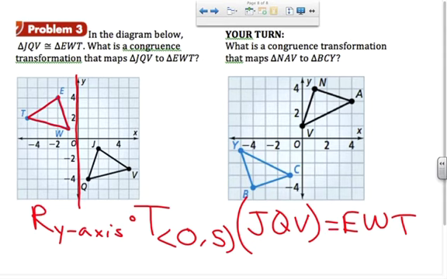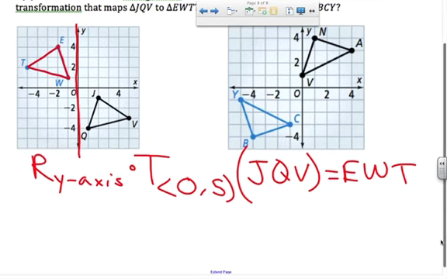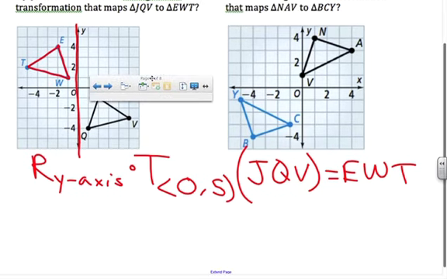Finally, your turn. I'm trying to map triangle NAV to triangle BCY. And once again, I would trace the triangle, and I'll be honest with you, the first time I sat with this, I traced the triangle and I dragged the triangle over and I rotated it and I saw that it does line up.